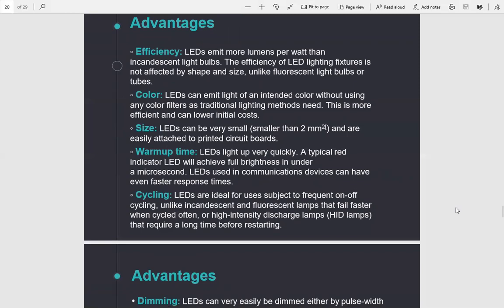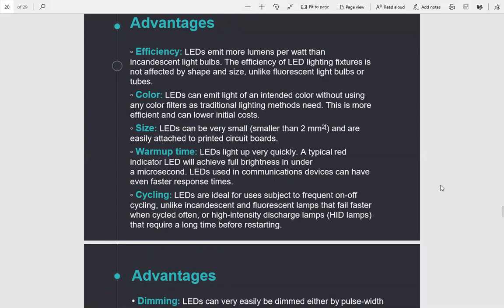The advantages. Efficiency: LEDs emit more lumens per watt than incandescent light bulbs. The efficiency of LED lighting fixtures is not affected by shape and size, unlike fluorescent light bulbs or tubes. Color: LEDs can emit light of an intended color without using any color filters as traditional lighting methods need. This is more efficient and can lower initial costs. Size: LEDs can be very small, smaller than 2 mm square, and are easily attached to printed circuit boards.